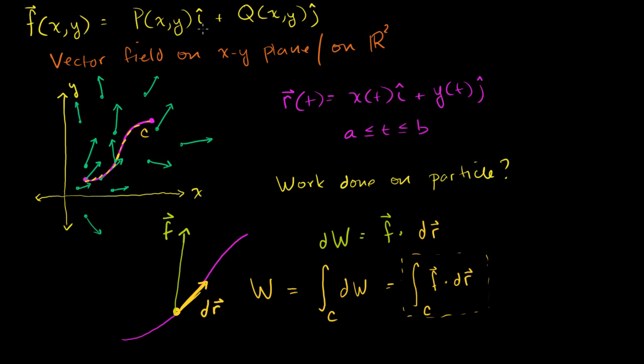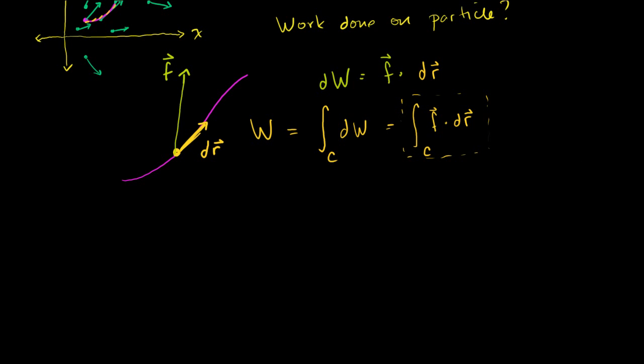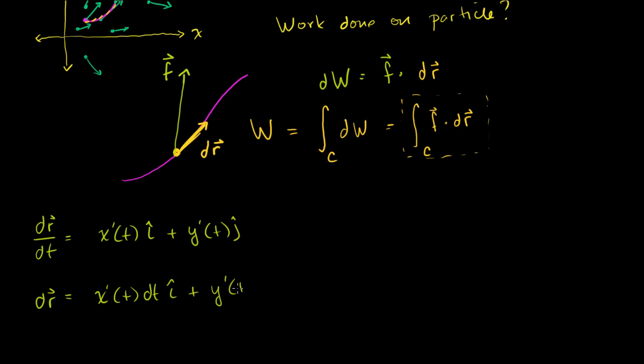And if you just think about it, what is F dot dr? Well, to answer that, let's remember what dr looked like. If you remember, dr/dt is equal to x'(t), I'm writing it like I could have written dx/dt if I wanted to, times the i unit vector, plus y'(t) times the j unit vector. And if we just wanted dr, we could multiply both sides, if we're being a little bit more hand-wavy with the differentials, not too rigorous. We'll get dr is equal to x'(t) dt times the unit vector i, plus y'(t) times the differential dt times the unit vector j. So this is our dr right here.